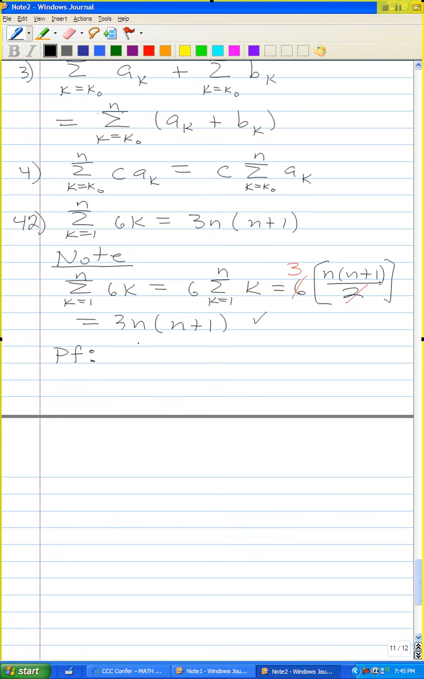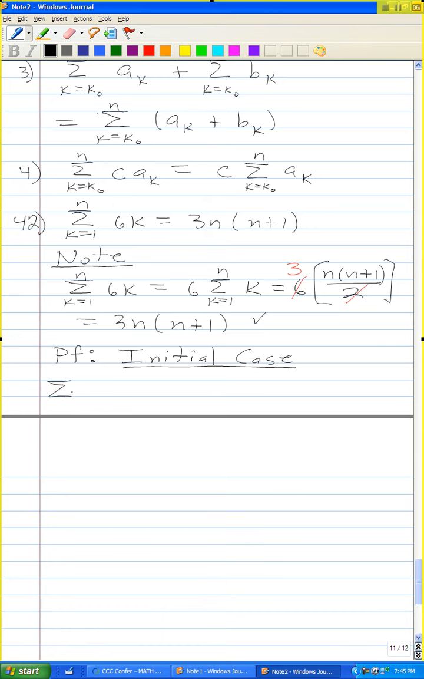So let's do the initial case. For the initial case, I want to show that this formula works when n is equal to 1. And so I want to show that if I replace n here by 1, I get the same result. So let's look.